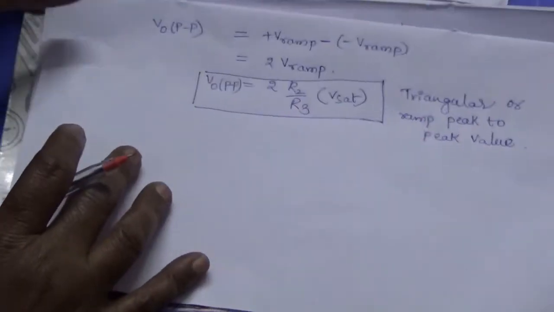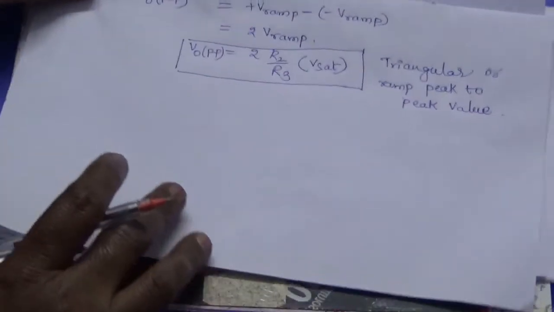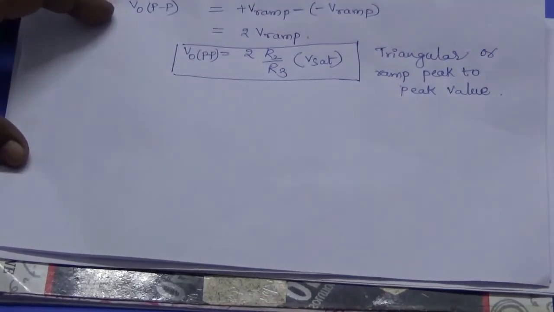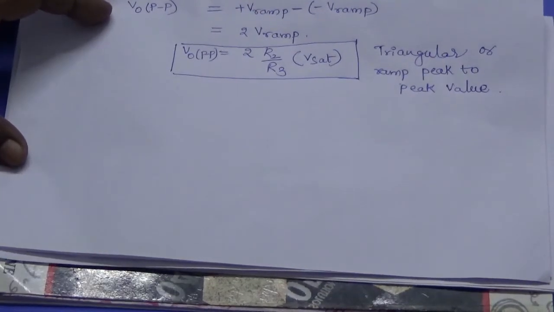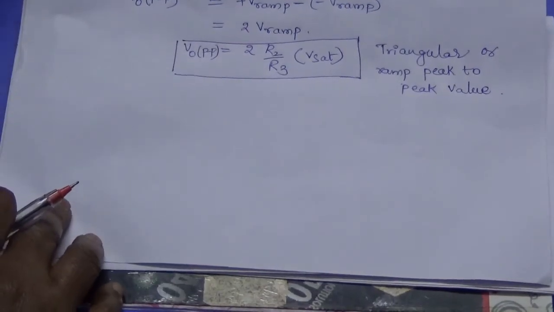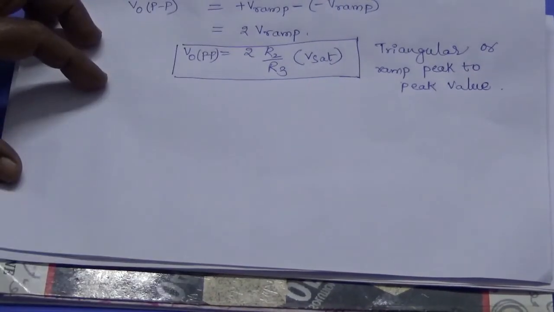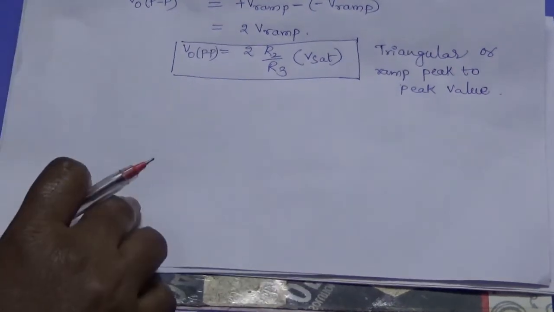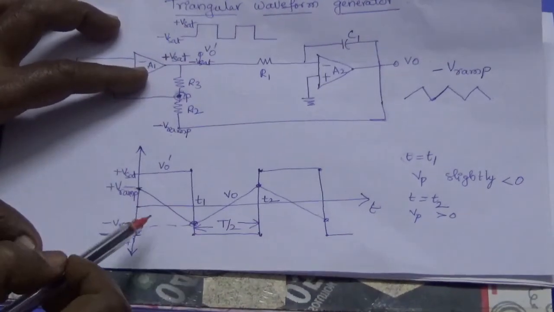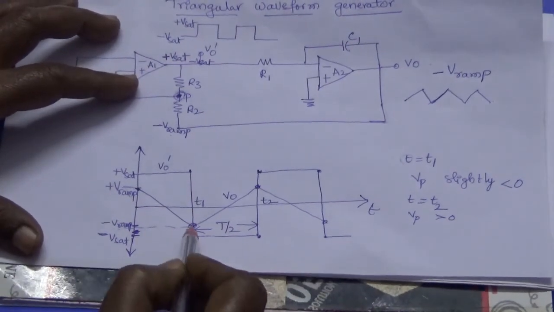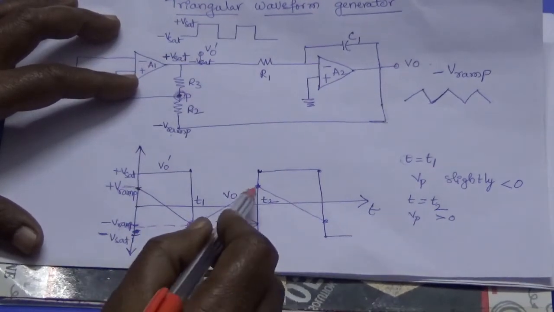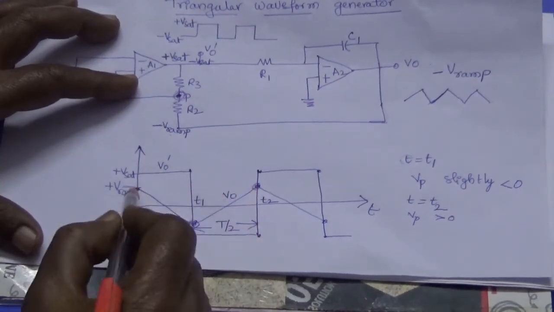Now I want to find the frequency of this triangular wave. How can I find the frequency of this triangular wave? My output switches from minus Vramp to plus Vramp. Starting, we got the maximum value minus Vramp. From there it switched to plus Vramp. How much time it took to switch is very important. So you can observe that it switched from minus Vramp to plus Vramp.